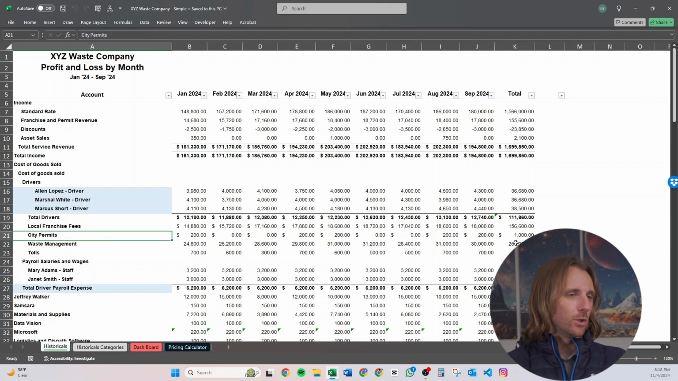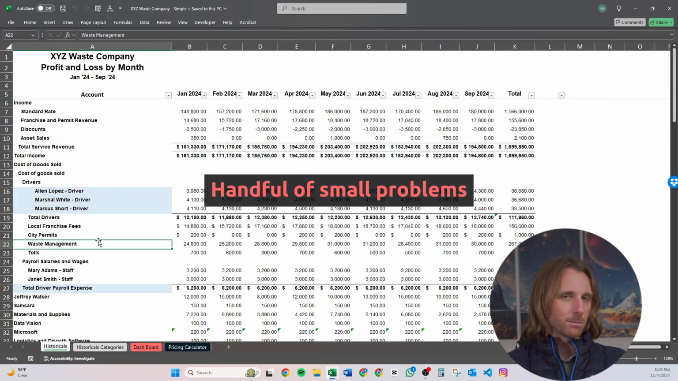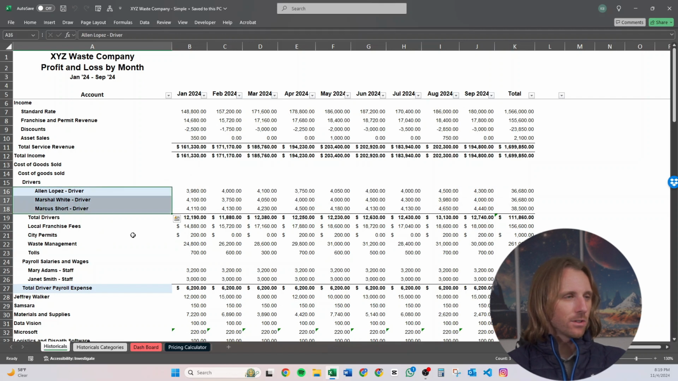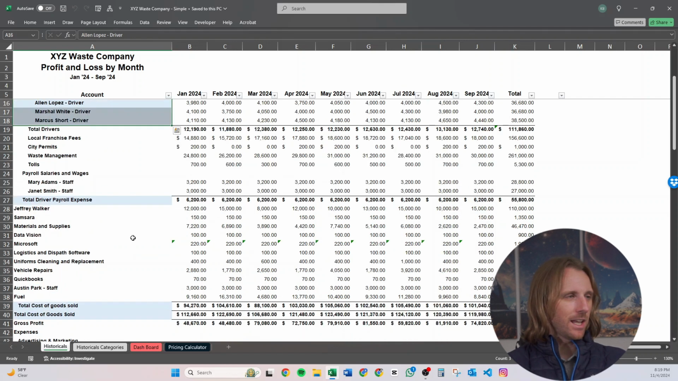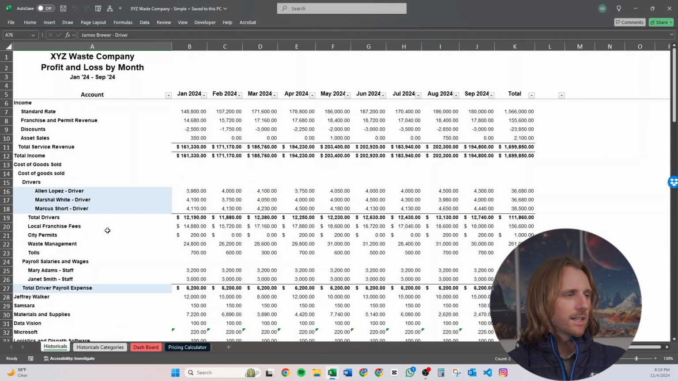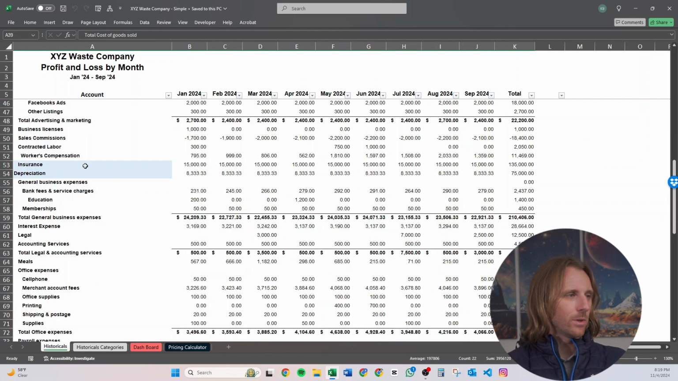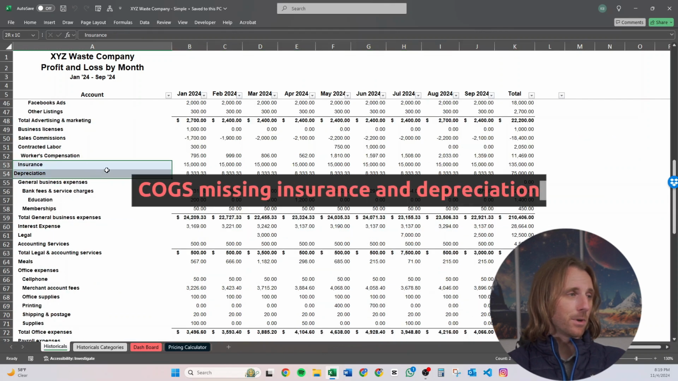Upon my initial review of this QuickBooks output that I had received from my client, I noticed a handful of small problems. First, I think we have driver salaries or pay in a handful of different locations on this P&L. So we've got some up at the top there and then a little bit down here. Next, I could see that our cost of goods sold number was not exactly correct in that we were missing some pretty critical components, here being the insurance and the depreciation.